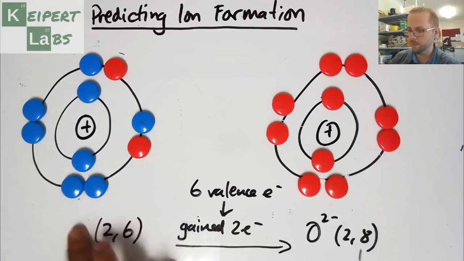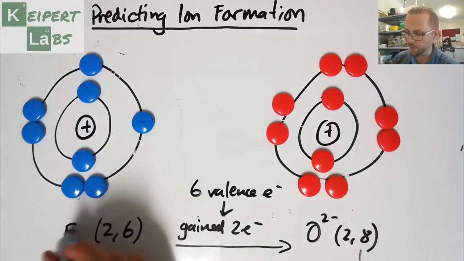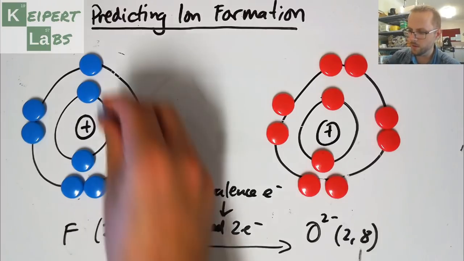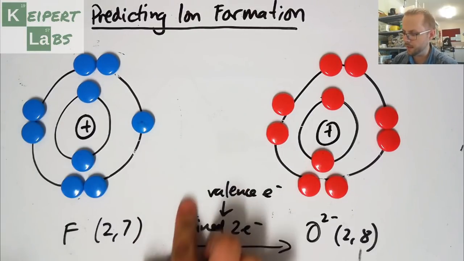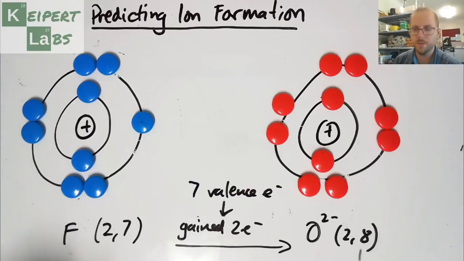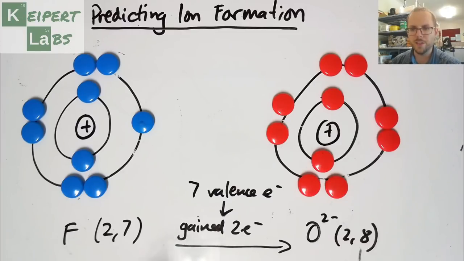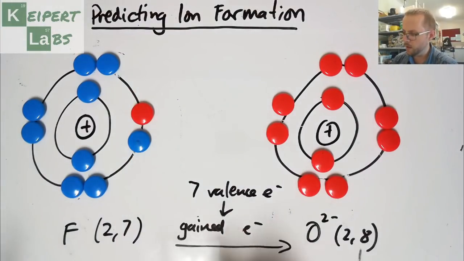Let's look at fluorine. Fluorine has an atomic number of 9, which means that it's got 2 and then 7. So let's envision it like that. It's got 7 valence electrons because it's in group 7, and so it's going to seek out this full valence shell of 8.